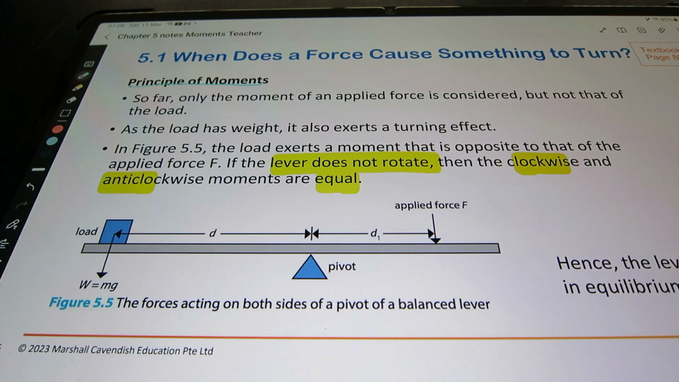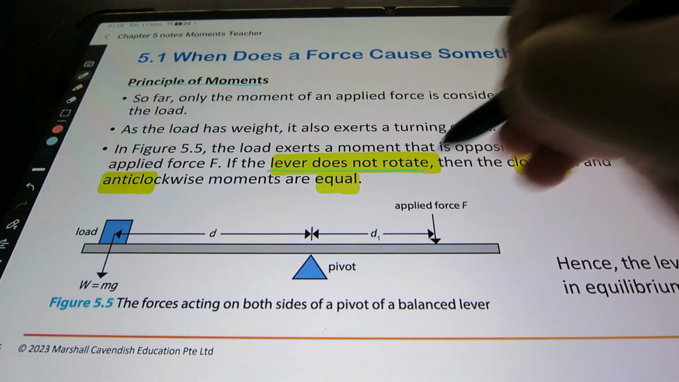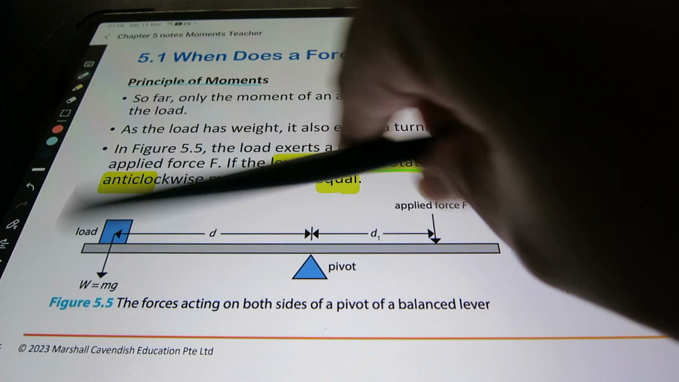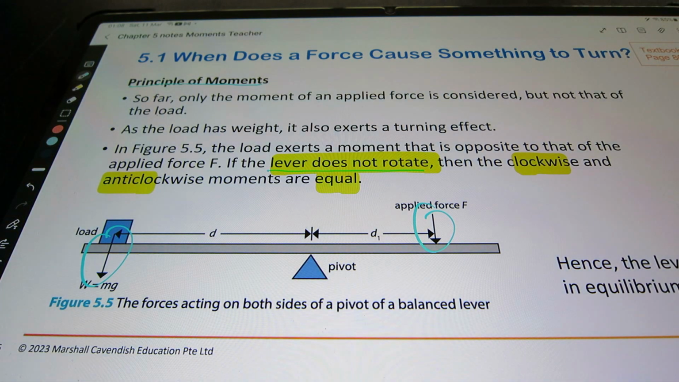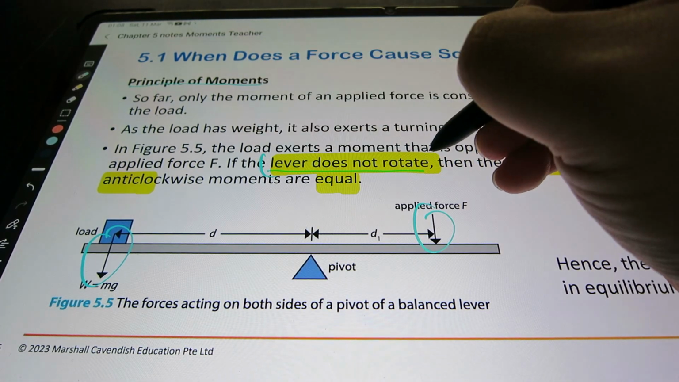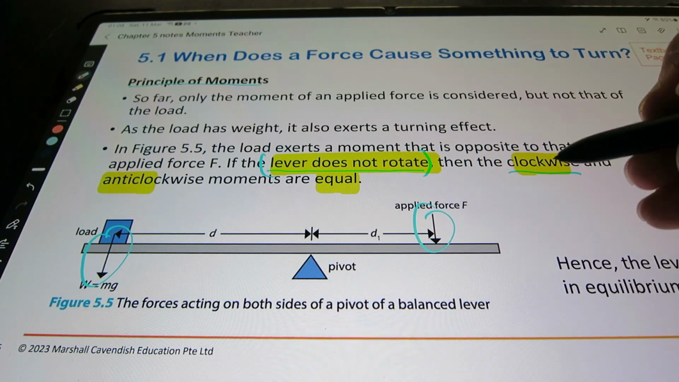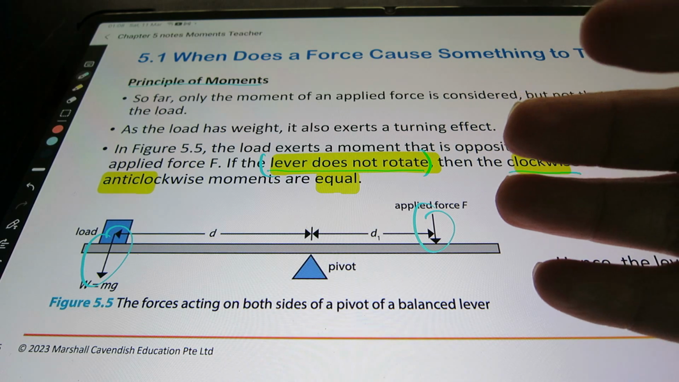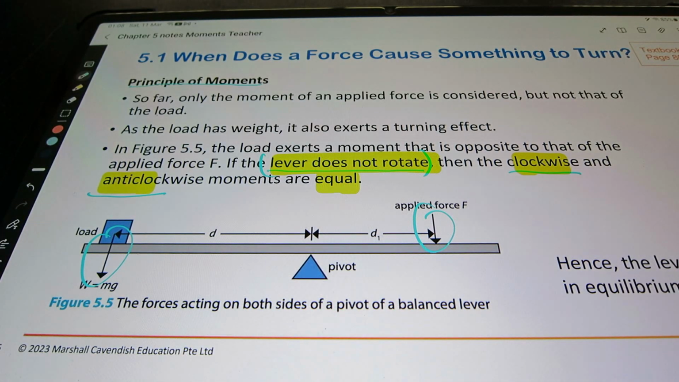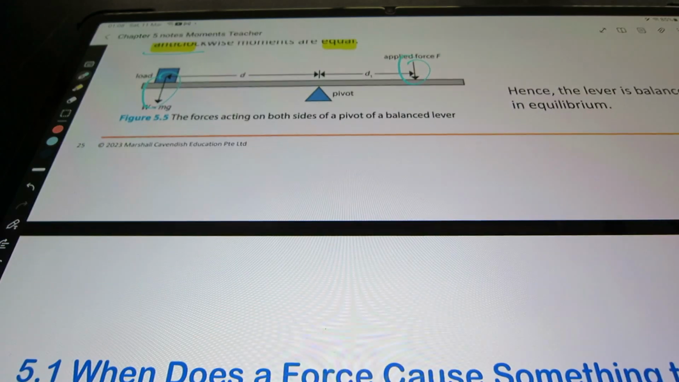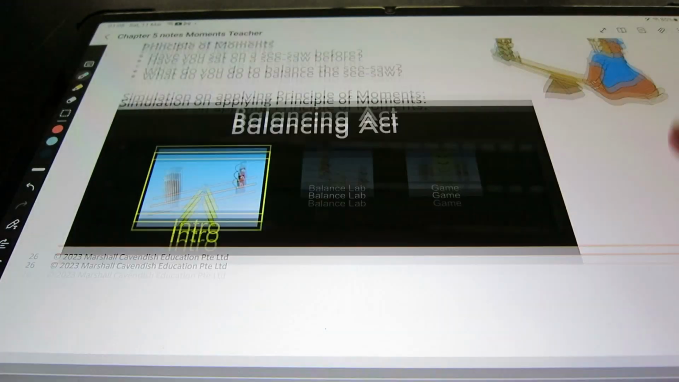The principle of moments states that if the lever does not rotate, that means it doesn't turn at all, even though there are forces that by right should cause it to rotate, then the clockwise moment caused by the forces must be equal to the anti-clockwise moments by the other forces. So the moments cancel out each other and cause the lever to be balanced.